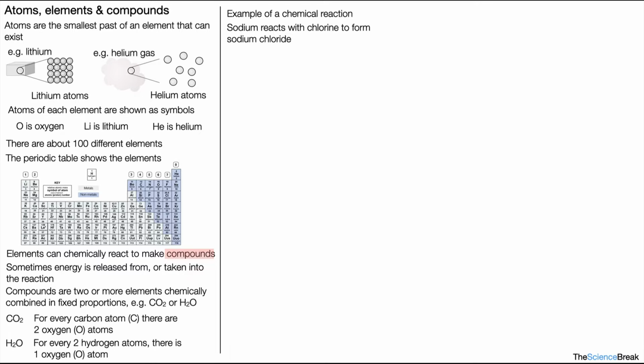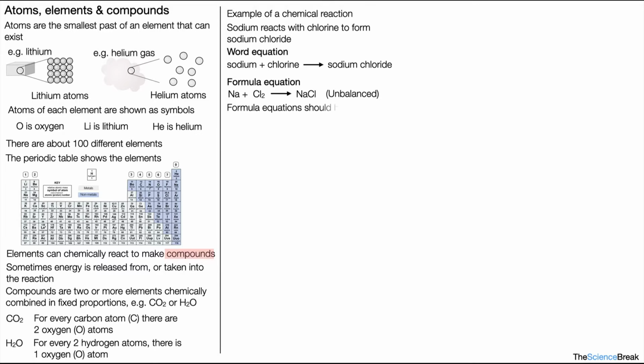Sodium reacts with chlorine to form sodium chloride. A word equation for this reaction can be written as sodium plus chlorine arrow, which means produces or reacts to give sodium chloride. We can write a formula equation. Na plus Cl2, chlorine gas is written as Cl2, gives us sodium chloride, NaCl. This equation is unbalanced. Formula equations should be balanced. That means the number of each atom on each side of the arrow should be the same.